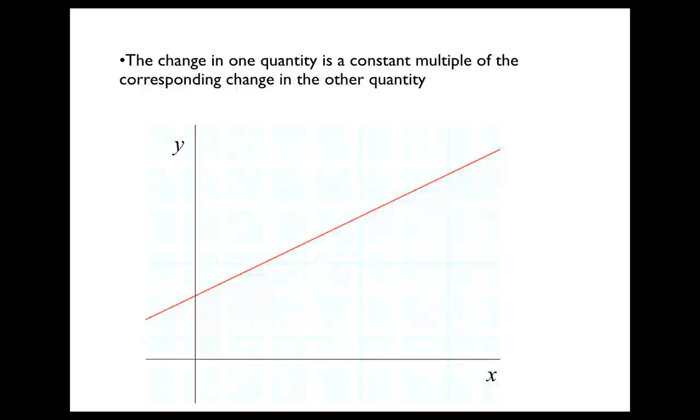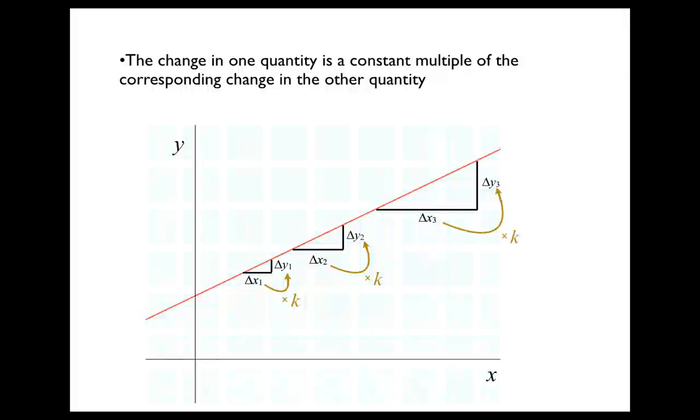Number two, the change in one quantity is a constant multiple of the change in the other. So here are some differing changes in x. How can we calculate the change in y for each one of those? It's some constant multiple times the change in x. Each one of those changes in y has an associated change in x. Multiply by that constant multiple, and it will give you that change in y. So we have this statement here.